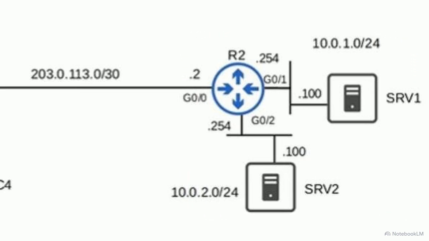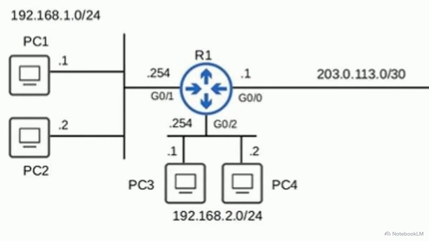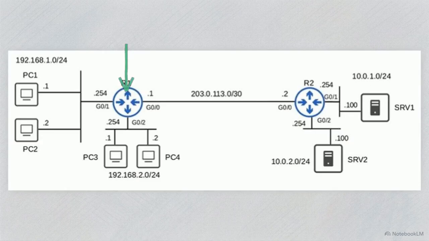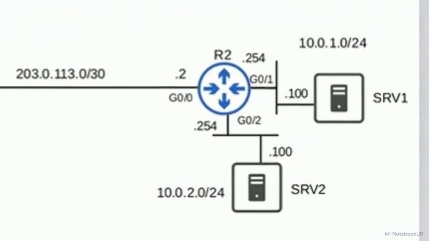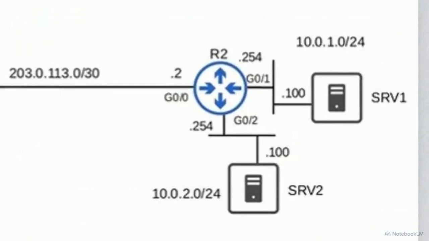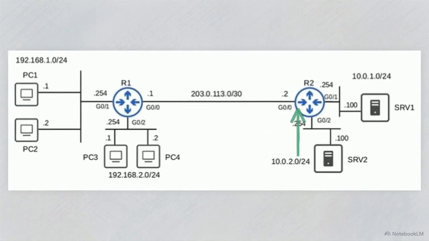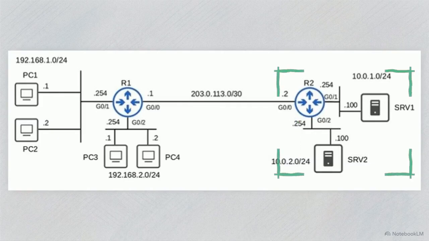Because standard ACLs only check where traffic originates, the placement rule mandates they must be positioned as close to the destination as possible. If we violate this rule and place a standard ACL on router 1 to block access to the servers, the router only reads the source IP. It will inadvertently block those PCs from reaching any other network on the internet. The correct placement is applying the standard ACL inbound on router 2's gigabit 0/0 interface. This protects the specific servers while allowing the PCs to route normally everywhere else.